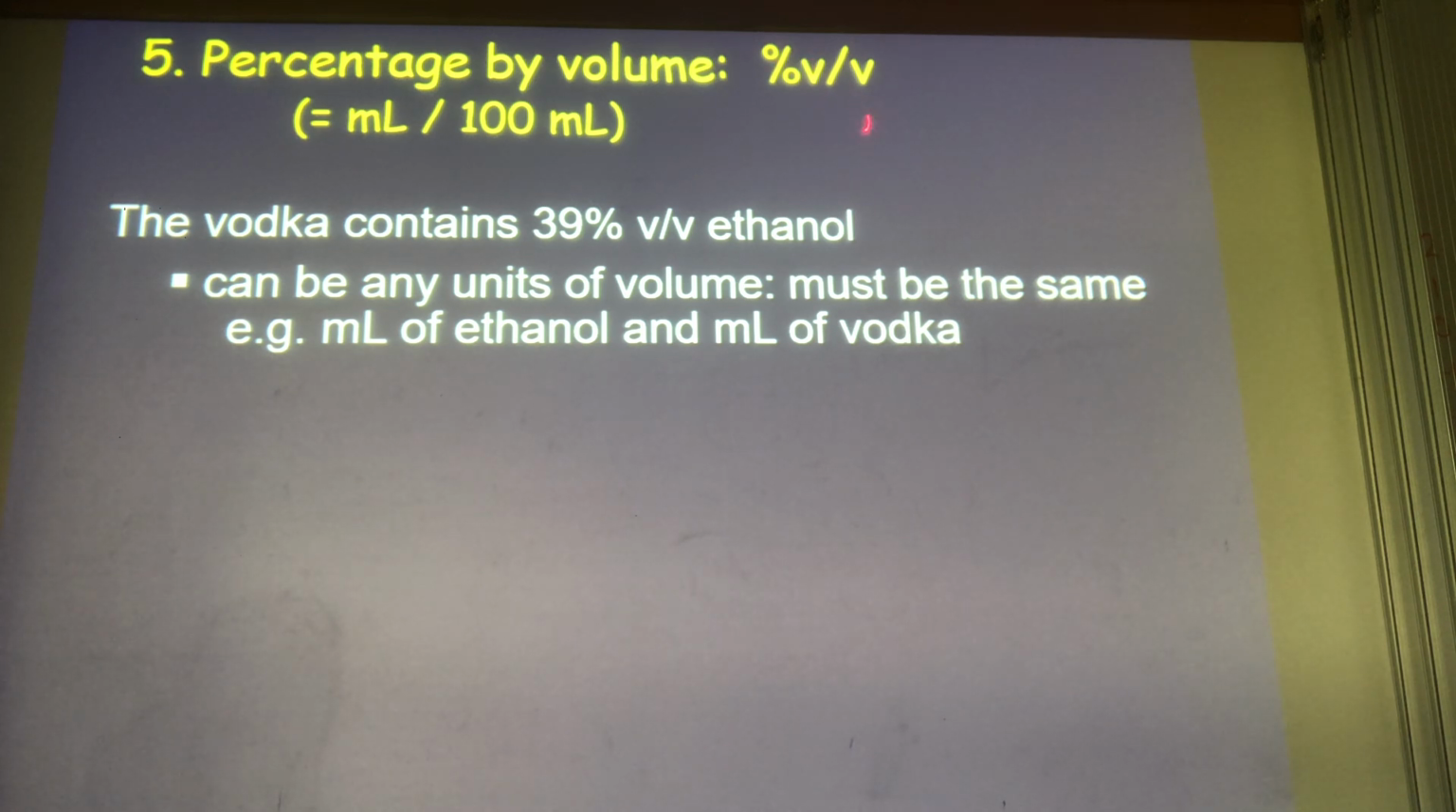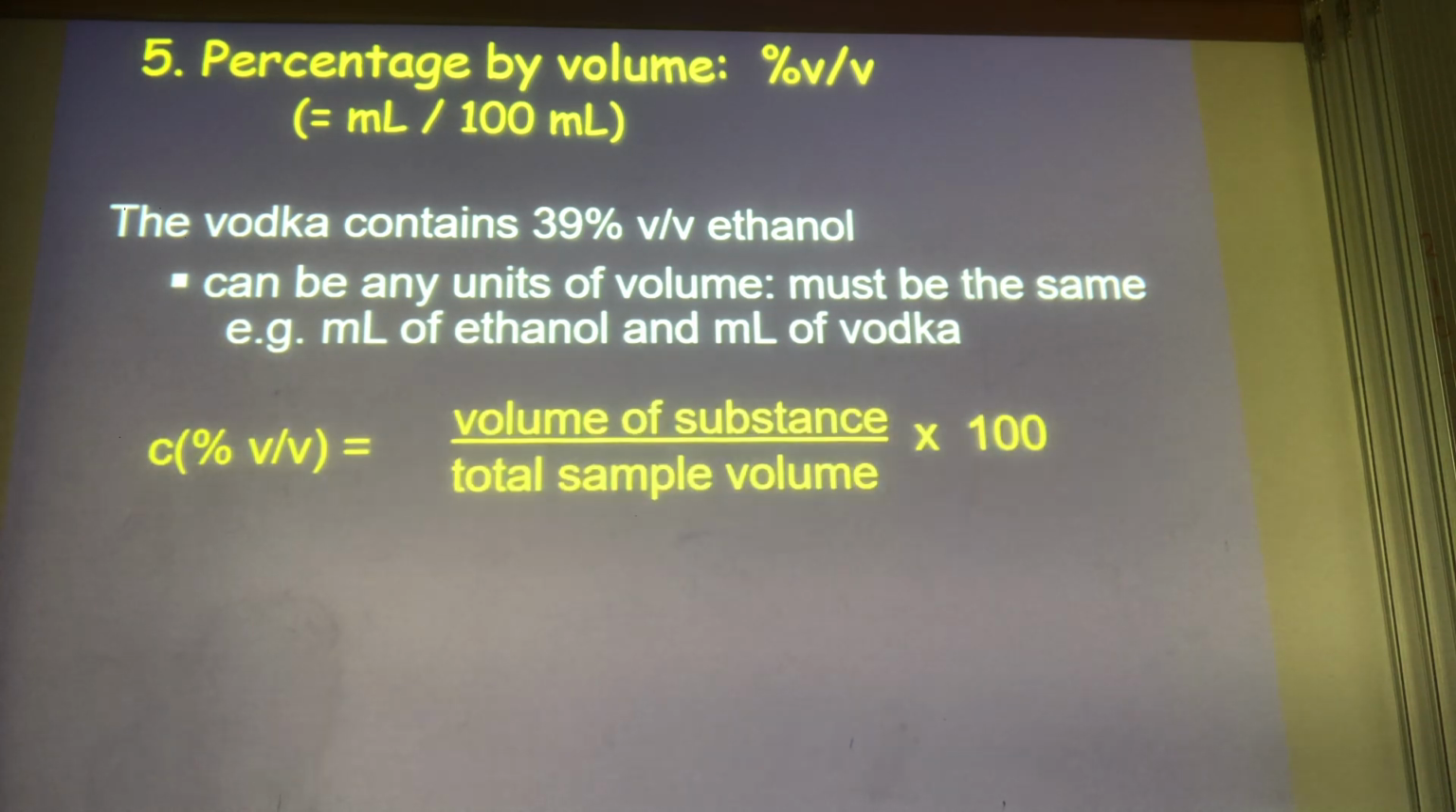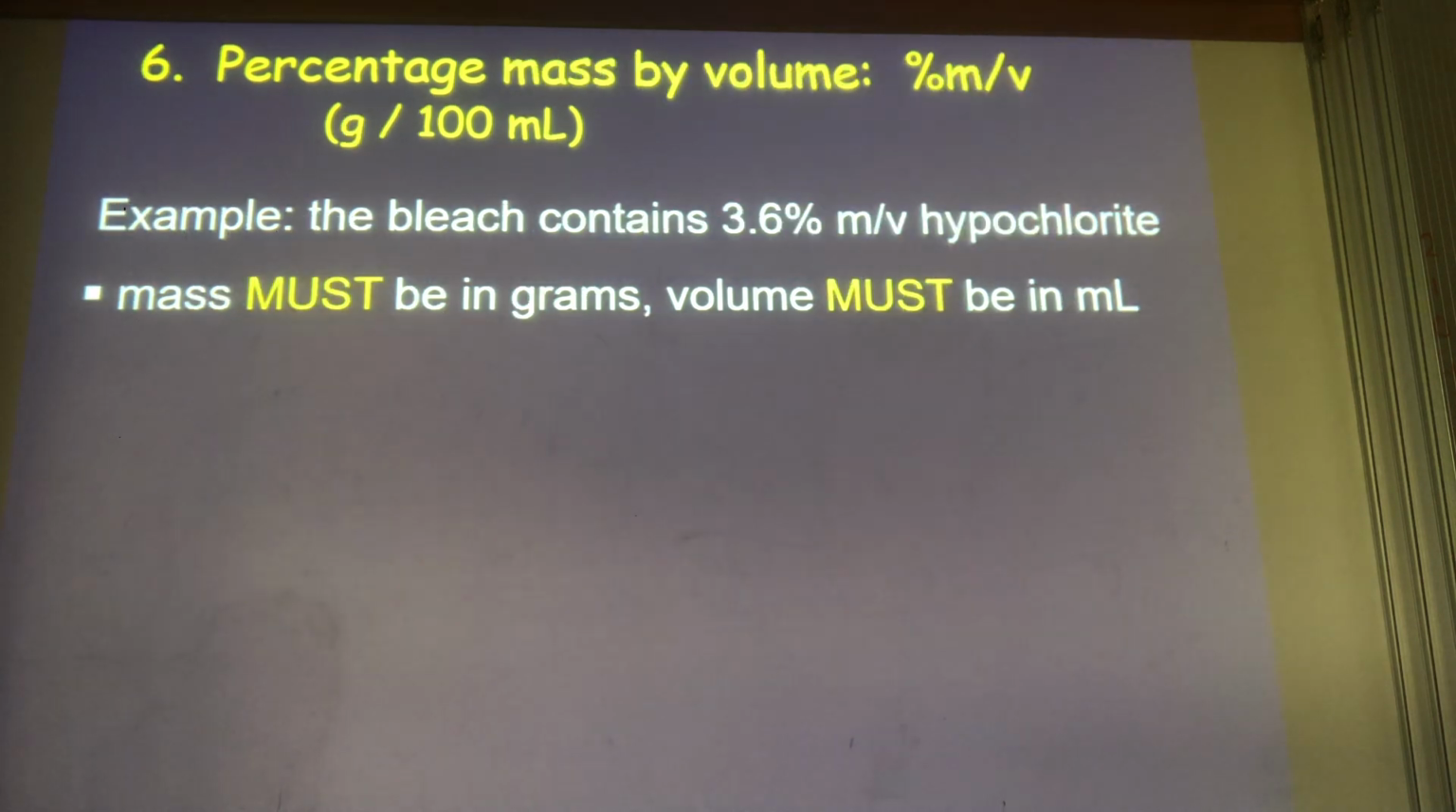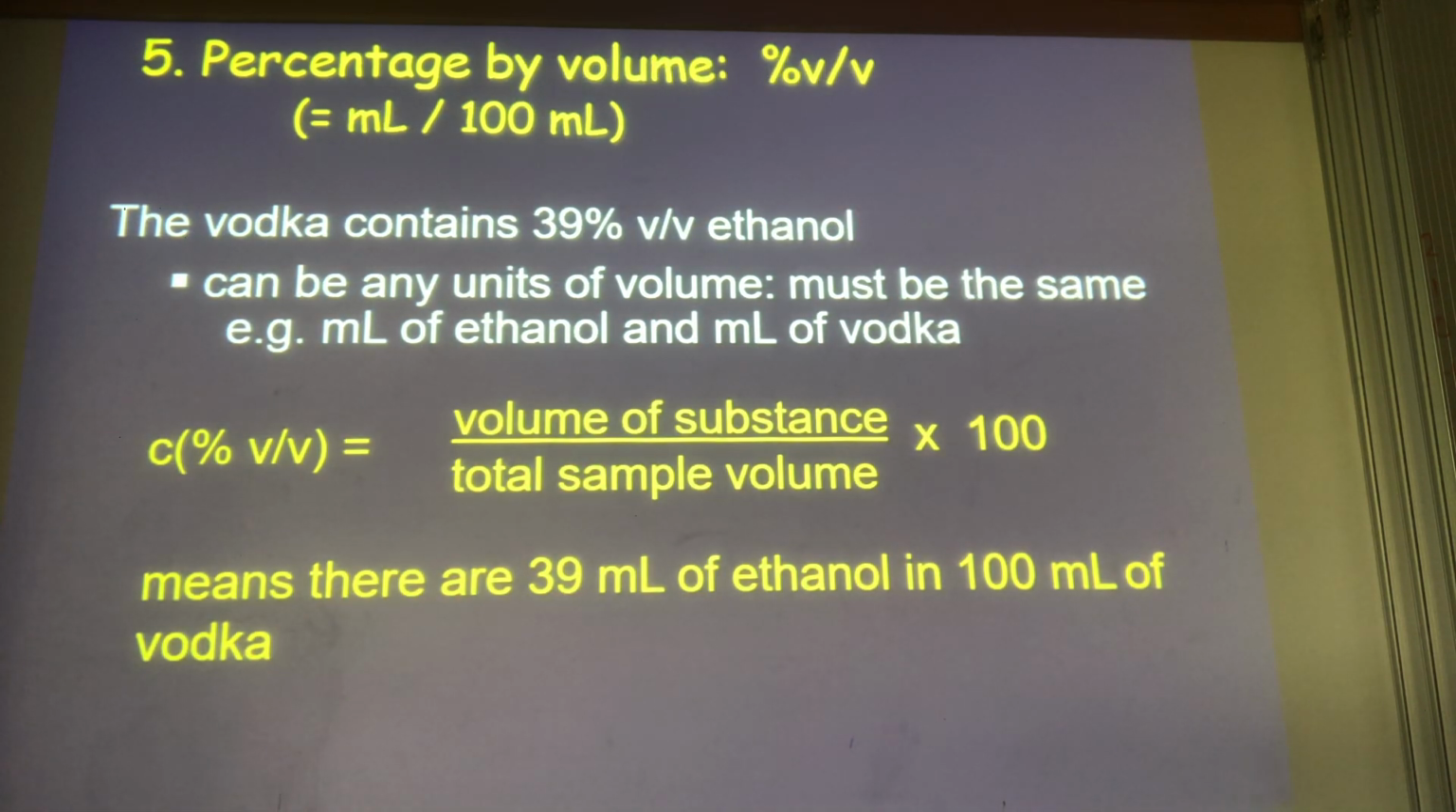Percent by volume is exactly the same, except we're dealing with volumes, obviously. Usually mils, but can be any units of volume, so long as they're the same top and bottom. So 39% by volume ethanol in vodka means there are 39 mils in 100 mils of vodka. And again, it's volume of substance divided by total volume sample times 100 to turn it into a percentage.